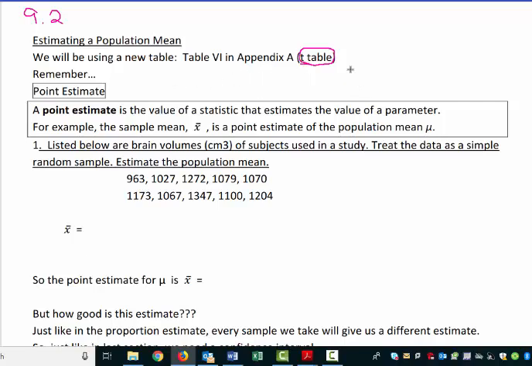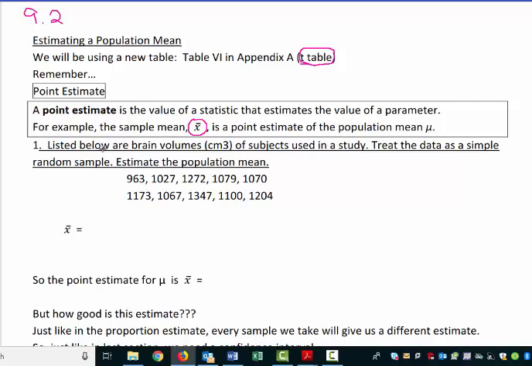We will get to that in a second, but let's just go through this first little example here. We're finding a point estimate just like we did when we did proportions. What a point estimate does is it takes a sample and estimates from that sample the population number. So a point estimate when you're dealing with means looks like this. It's just called X bar. So here's our first problem.